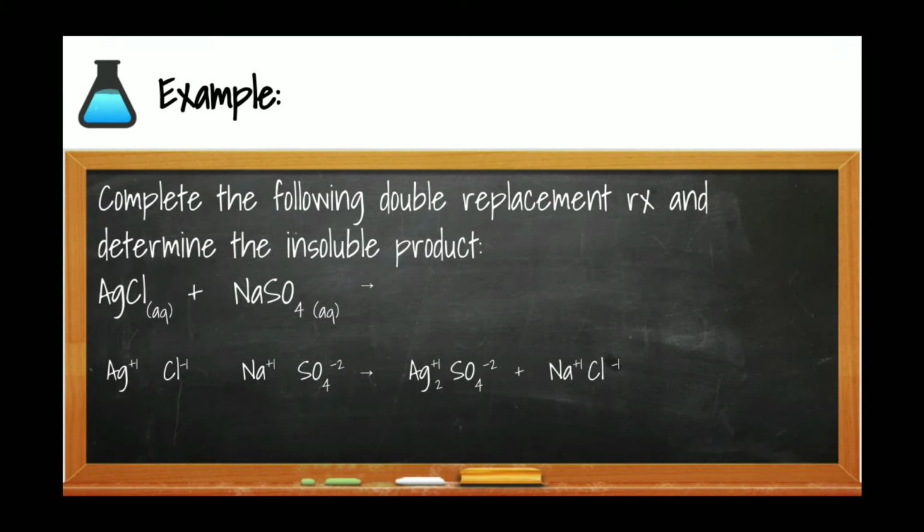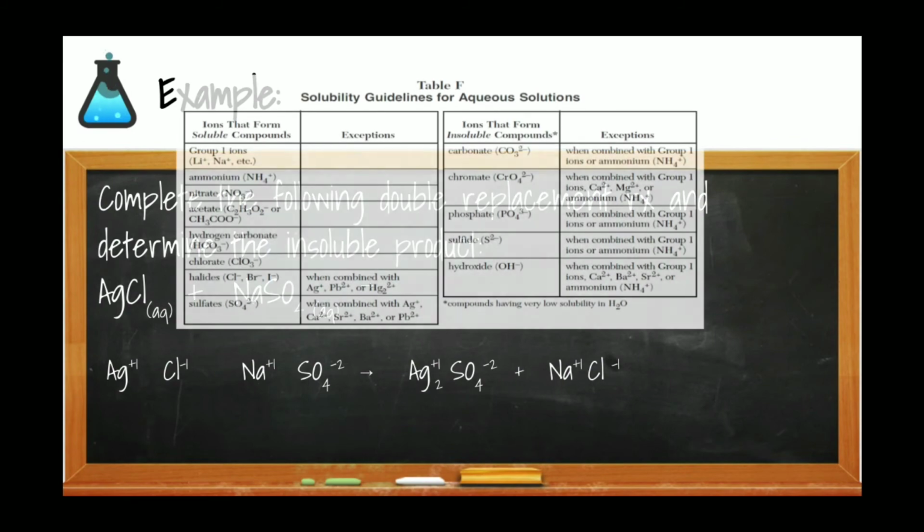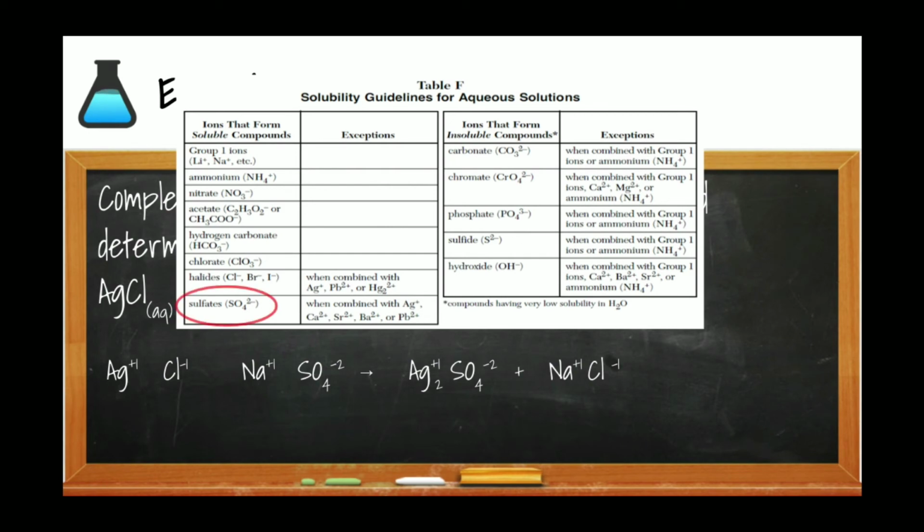The final step is to look for a precipitate on reference table F. So I'm going to look at the anion in each of the products. I'm going to start with sulfate. Sulfates are generally soluble, except when combined with silver. So silver sulfate is an insoluble precipitate, so we'll put a subscript of S after its formula. Sodium chloride is soluble, so we'll put a subscript of AQ after its formula.